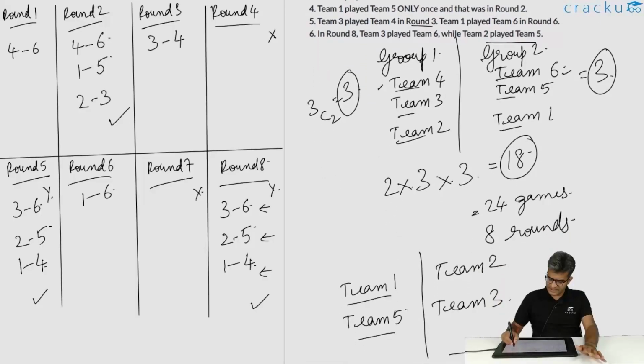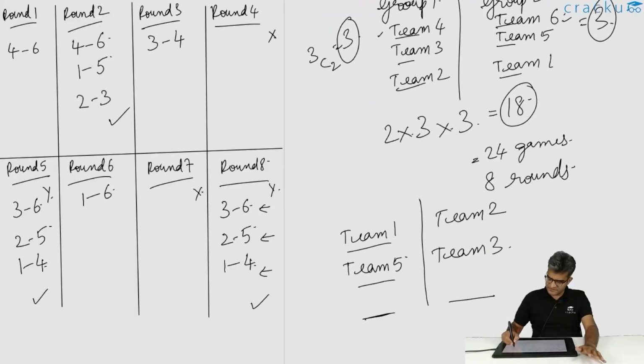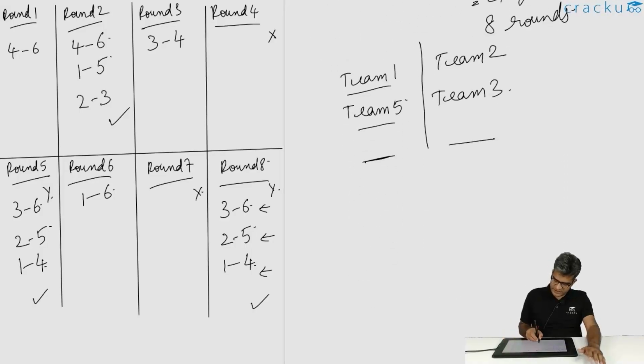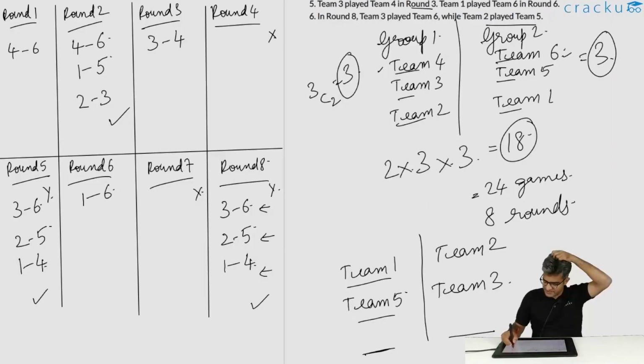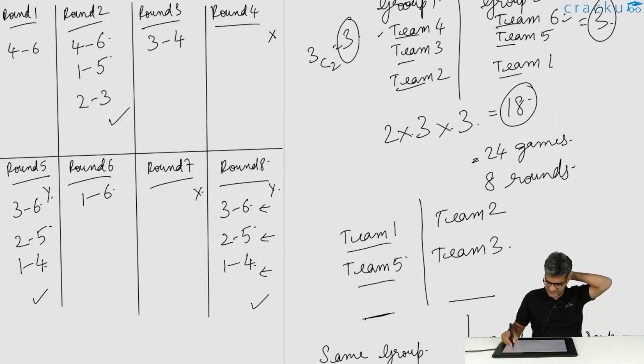If you are looking at the matchups between 2 teams which belong to the same group, we have identified 4 versus 3. Let me put it here. Same group and different group. Remember that different group teams play against each other 2 times. In the same group, we have 4 versus 3 that is done.